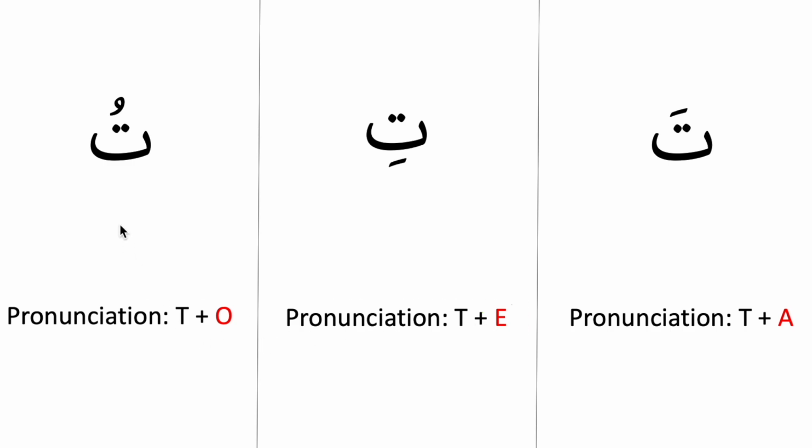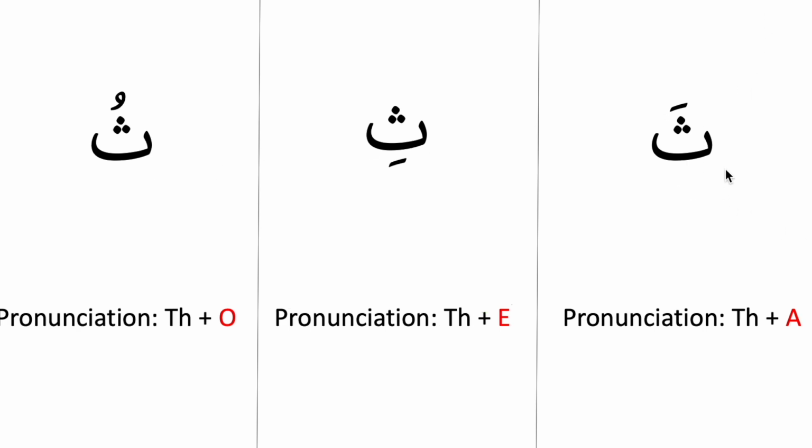Ti. What about T with Dhamma on the top? You pronounce the T as T. And what you're going to add to the T, since it has Dhamma, you add to it O. So it's going to be like To. So Ta, Ti, To. One more time. Ta, Ti, To.